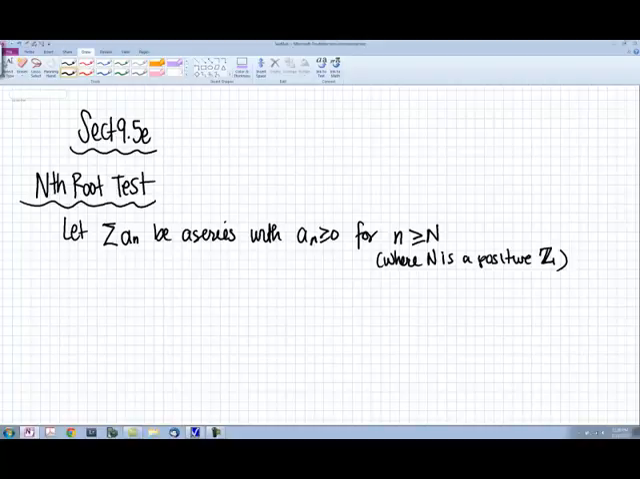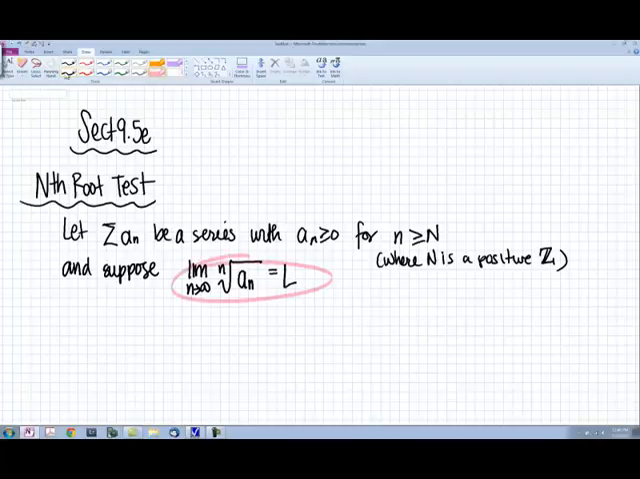So basically, again, what this means here is that eventually you have to have a series of terms that are non-negative. If the first few are negative, that's okay. Okay, and we are going to suppose that the limit as n approaches infinity of the nth root of whatever your series is going to be L. Okay, so this is what we're going to base everything on.